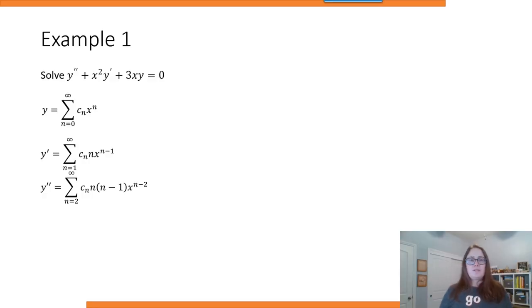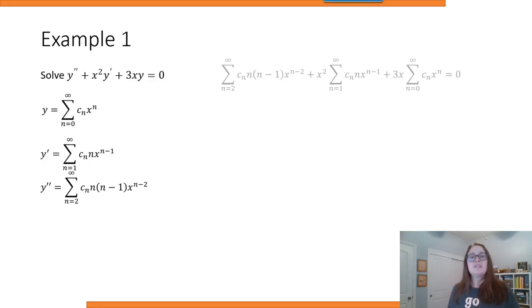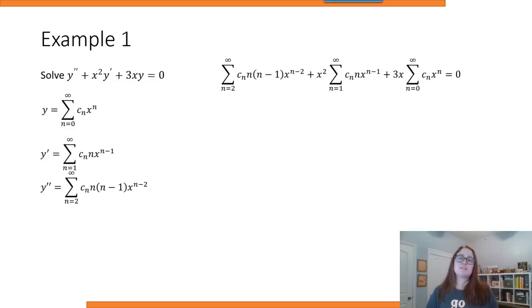Okay, so all three of these sums are going to go into the equation. Don't forget about the x squared and the 3x coefficients. And so I get this long equation. These can get a little overwhelming. Take your time, look at the details as you go through these. So I have my second derivative series, plus x squared times the first derivative, plus 3x times the original solution y.